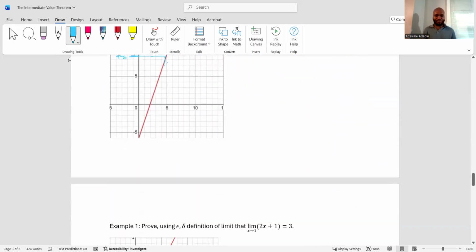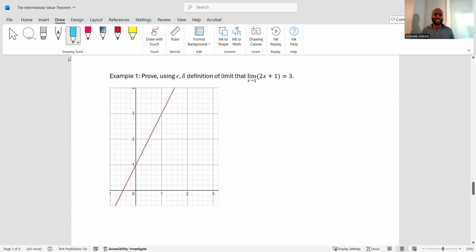Okay, let us look at an example. Proof, using the epsilon delta definition of limit, that the limit of 2x plus 1 as x goes to 1 is 3. Guys, there is a way we write proof in this situation. Now, look at what I'm going to do. I'm going to follow the definition.